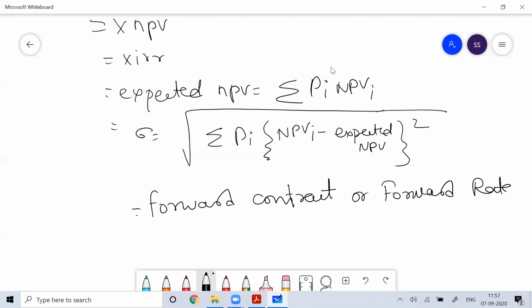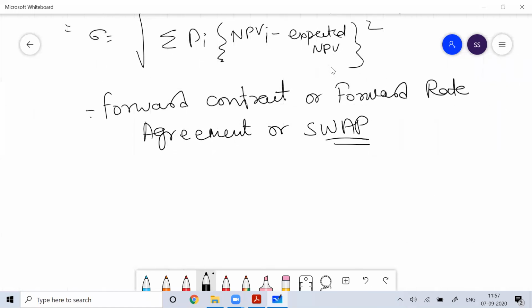What is a forward contract? What is a forward rate agreement? Or what is a swap? Try to get more information about these instruments. A swap can be of two types. What is a swap? A swap can be an interest rate swap.